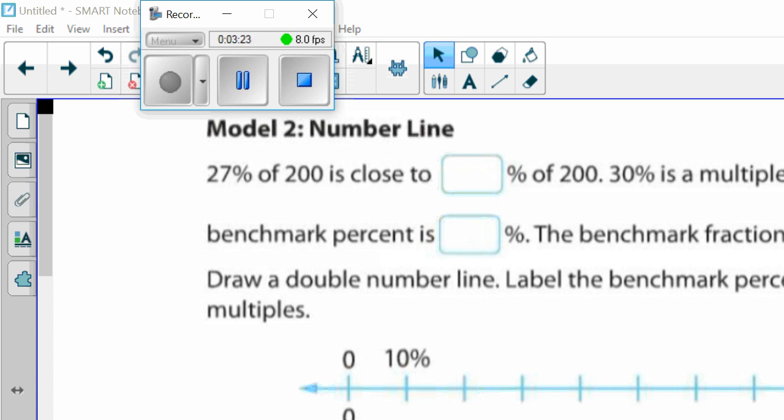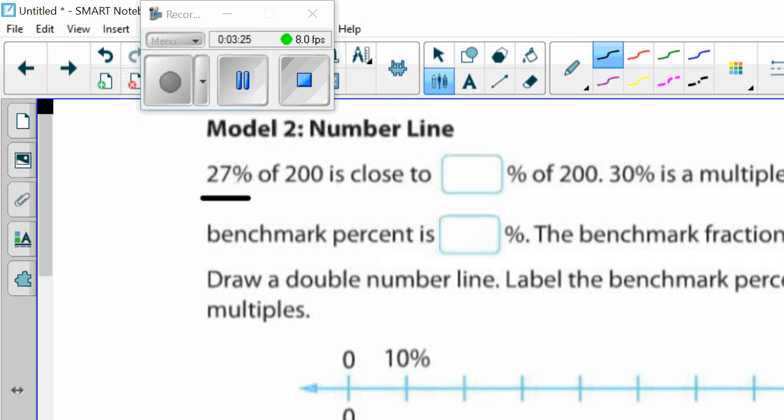So again, we start with our 27% of 200, and we know that 27% in this case, we're going to push it close to 30% of the 200. And we know that 30% is a multiple of our benchmark fraction of 10%. So our benchmark fraction we are going to be modeling is going to be 10%. So as a fraction, we know that 10% is 10 over 100, which is simplified to 1 over 10.